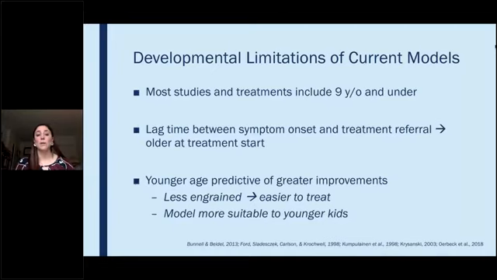And so Orbach, who I mentioned in one of the last slides, found in their study that younger kids actually did better in their treatment outcomes than older kids in his sample. And this makes sense because these patterns of avoidance are less ingrained in the younger kids, making it easier to treat. But this also suggests that this treatment model that has been used for these younger kids may not be as conducive to the older kids.